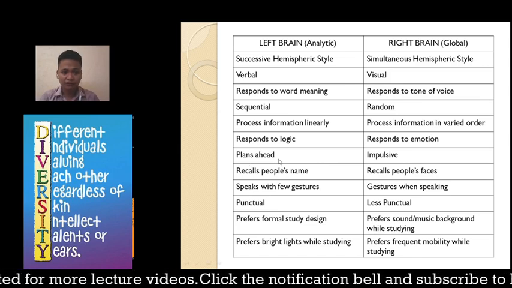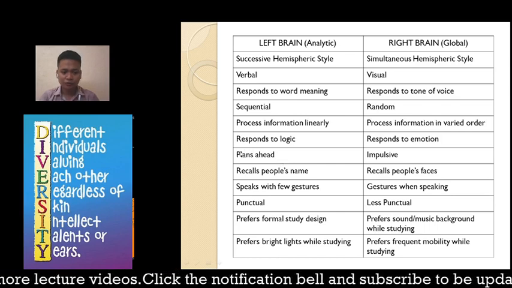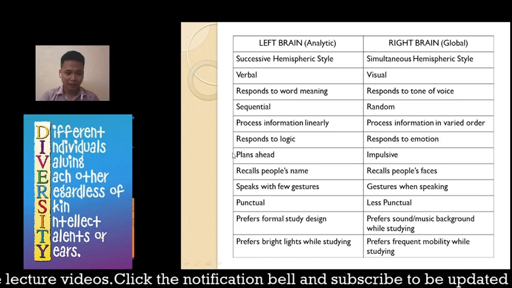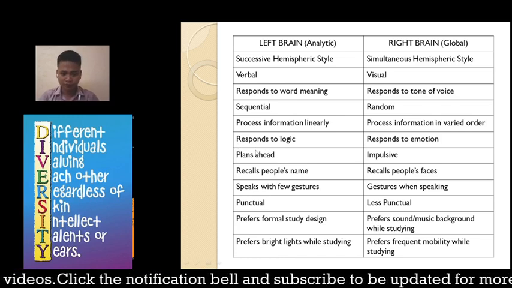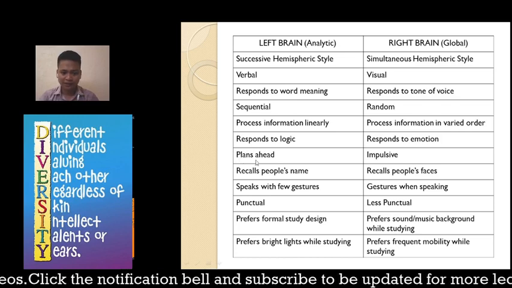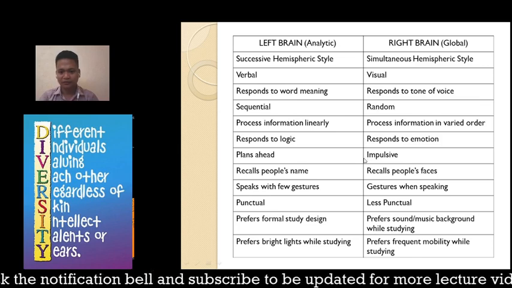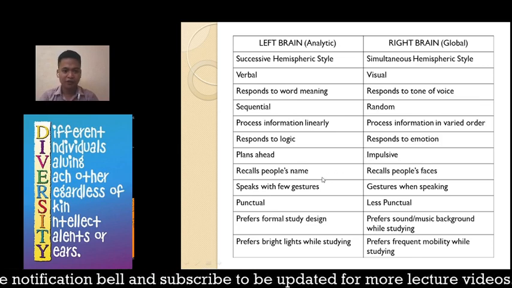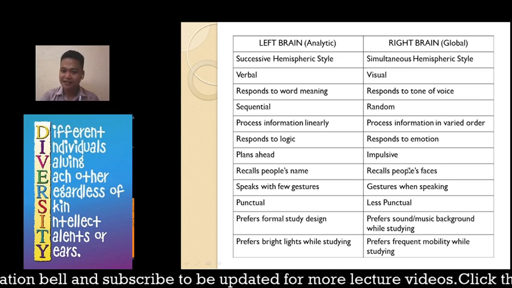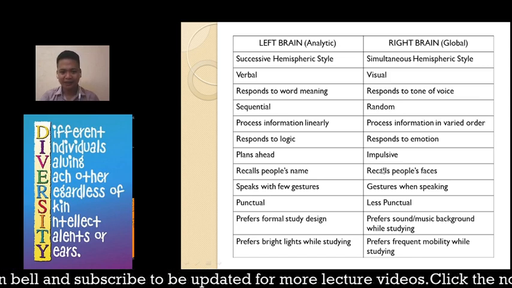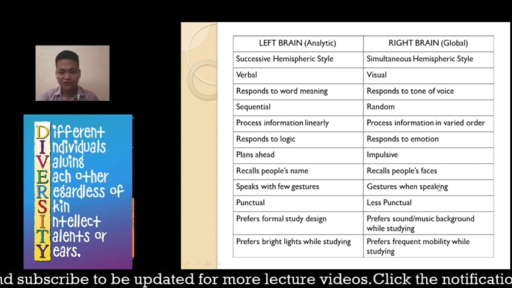Plans ahead. For analytic, they like to have a to-do list. They will plan what they are going to do the next day, or what their goals are in the week, or what they have to do within the month. So there's already a plan. Impulsive naman dito sa right brain. Recalls people's names: analytic. Recalls people's faces: global. Speaks with few gestures when speaking.